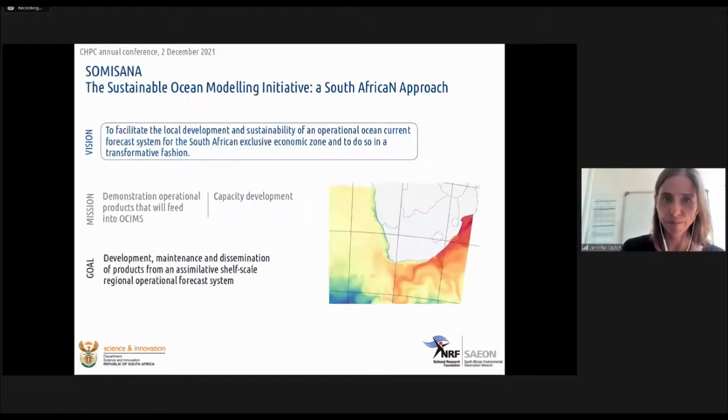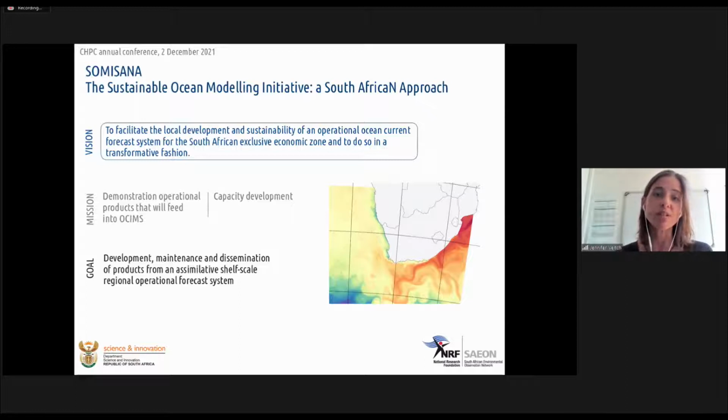So given the need to develop our own models brings me to SOMISANA, which means the Sustainable Ocean Modeling Initiative, a South African approach. Its vision is for the sustainable development of an operational ocean current forecast system for South Africa. Aside from the actual development and dissemination of ocean models, the key word here is sustainable.